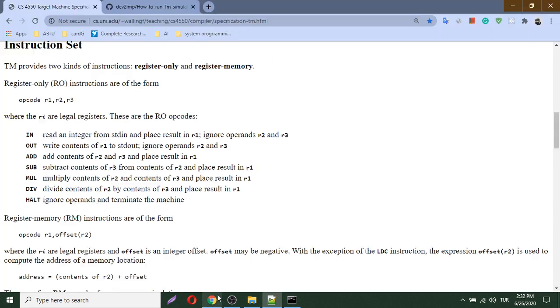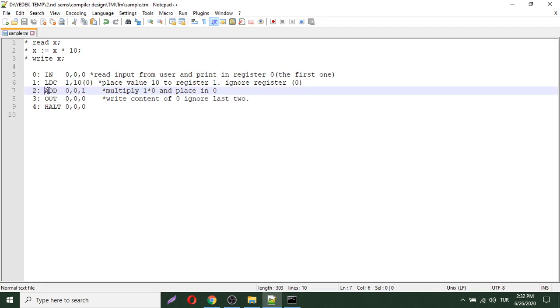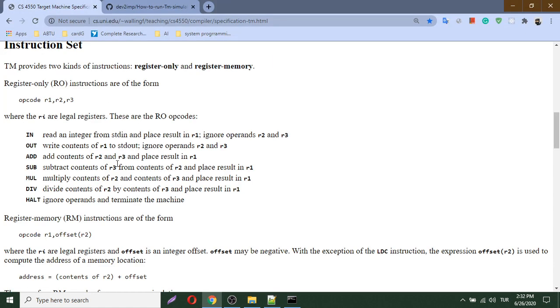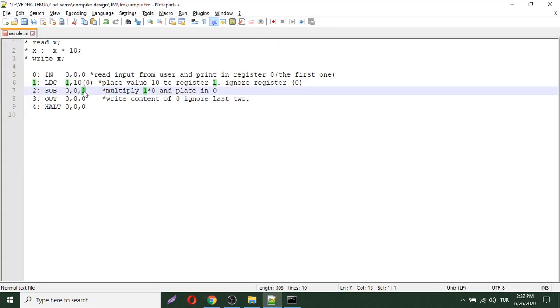And also what else? For subtraction, you need to write sub in here, and after you write sub in here, the important thing is here this, you subtract from R3 the content of R2. So from here you will remove this one, from here this one.